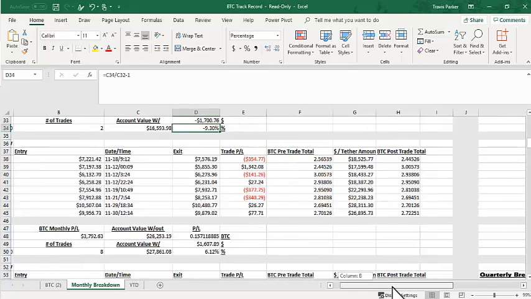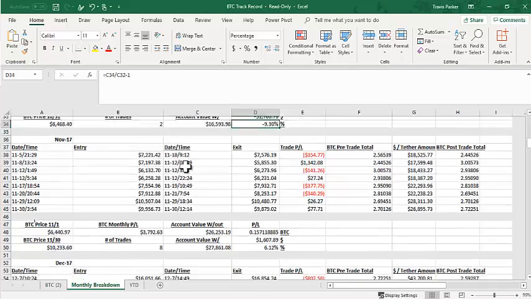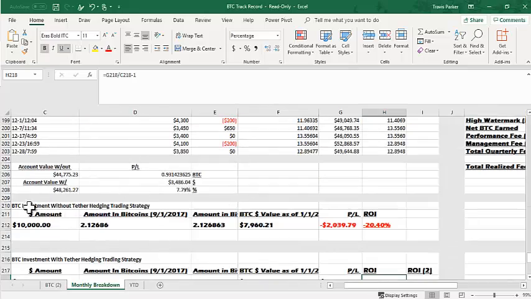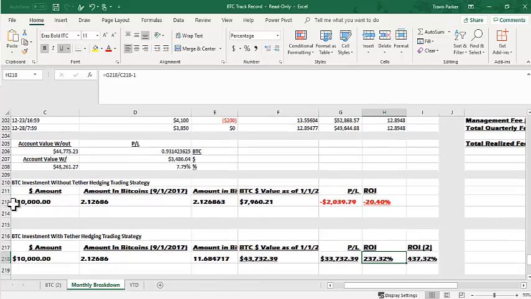Most months are winners, and that's how this one works. At the end of it, as you can see, 10,000 is the amount we started with, and this is a breakdown of what the account value would be if you didn't trade the system.